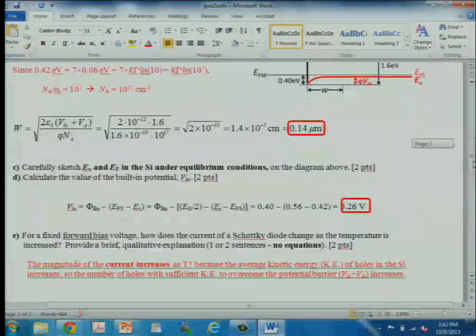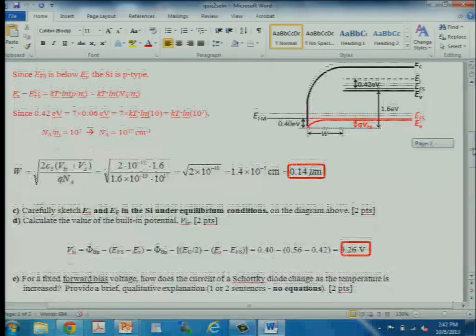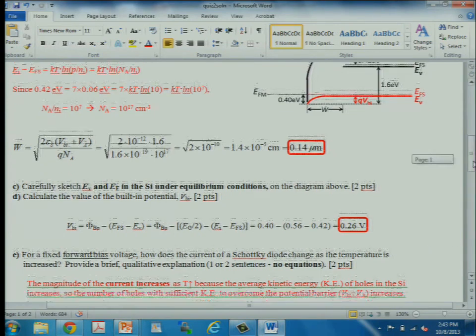And VBI, so hopefully from your equilibrium band diagram, you can easily see that the built-in potential is just this Schottky barrier minus this small distance between the EF and EV. And you know what that is because you know it's 0.42 eV between Ei and EF. So it's just arithmetic, so it's 0.26 eV. So as long as you show an earnest effort to do the arithmetic, if you made some math calculation errors, I'm not going to take off points, as long as you show some reasonable effort to make the calculation.